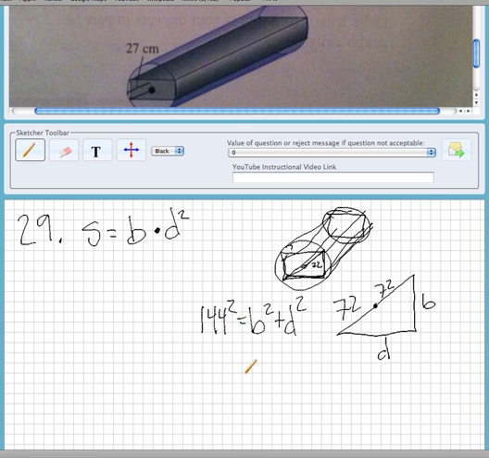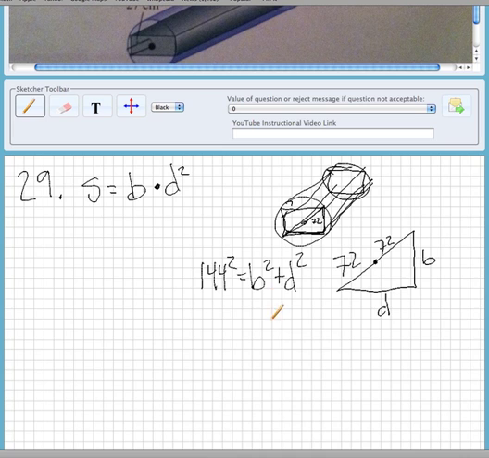So from here, what we can do is we can solve for d squared, and then we're going to plug that back into this original problem right here. So to do that, we're going to say that this is minus b squared equals d squared. So we have d squared equals this, and we have d squared right here. So what we're going to do is we're going to plug that in right here.